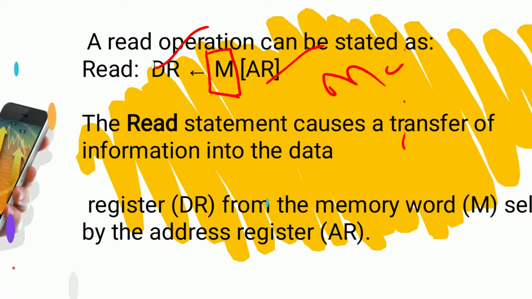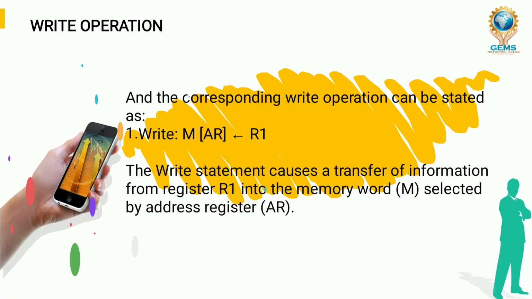A read statement causes transfer of information into the data register DR from the memory word selected by the address register. Information is transferring, the arrow mark is showing here. And the corresponding write operation can be stated as follows.